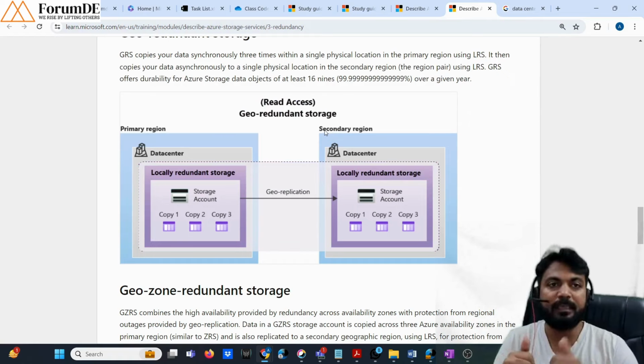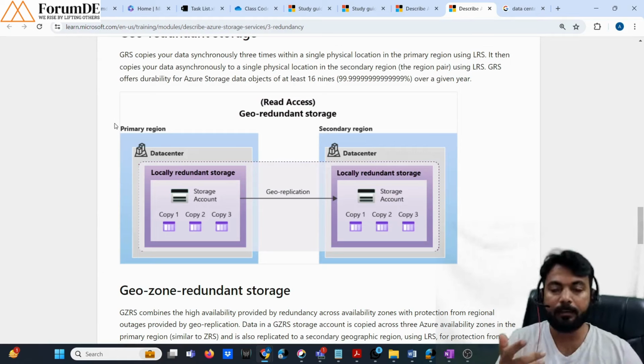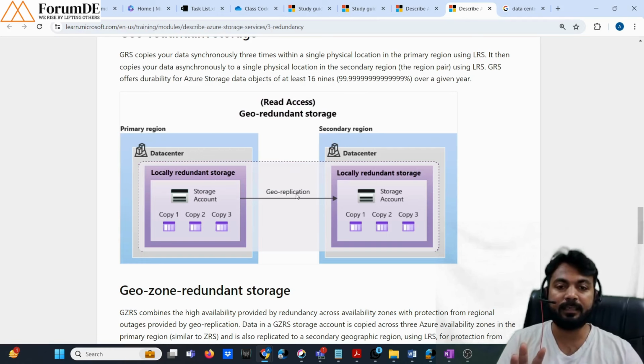I mean, physically distant from the secondary region, so that if any unseen, any bad event happens in the primary region, data is accessible through the secondary region. But you see, data is stored in the same physical infrastructure three times.